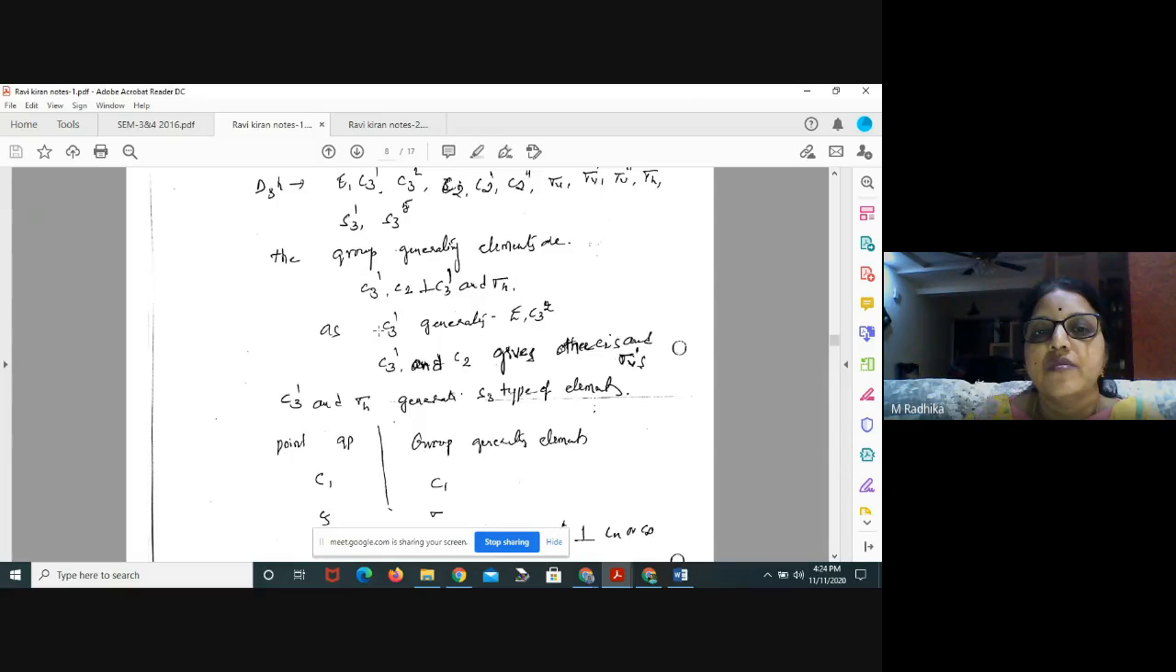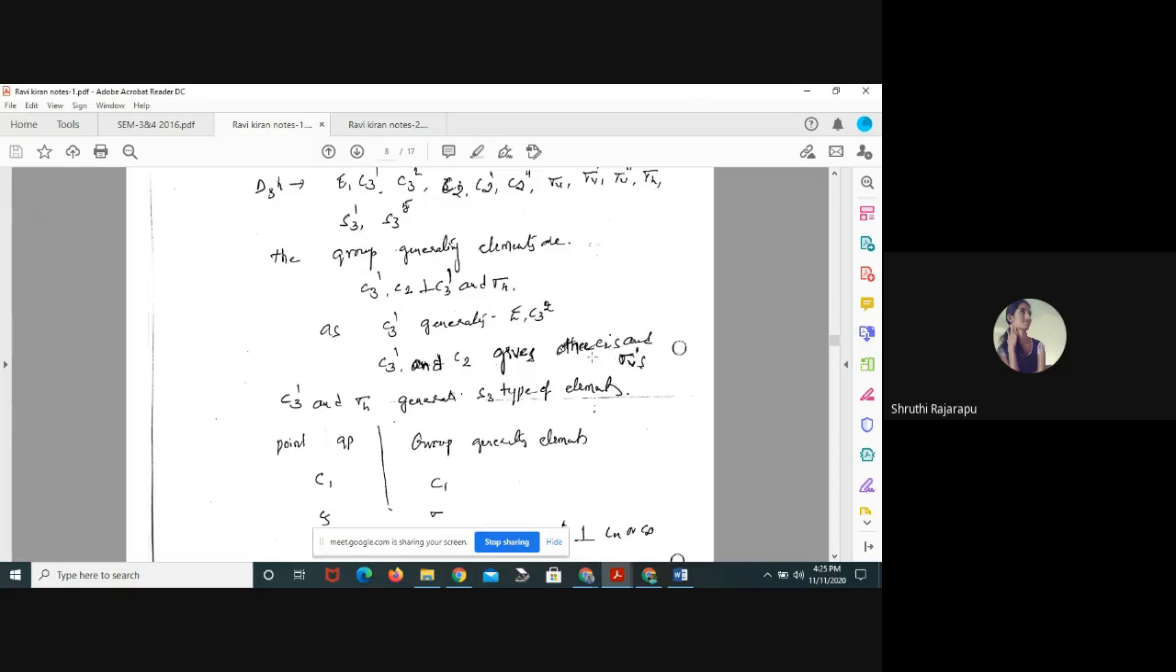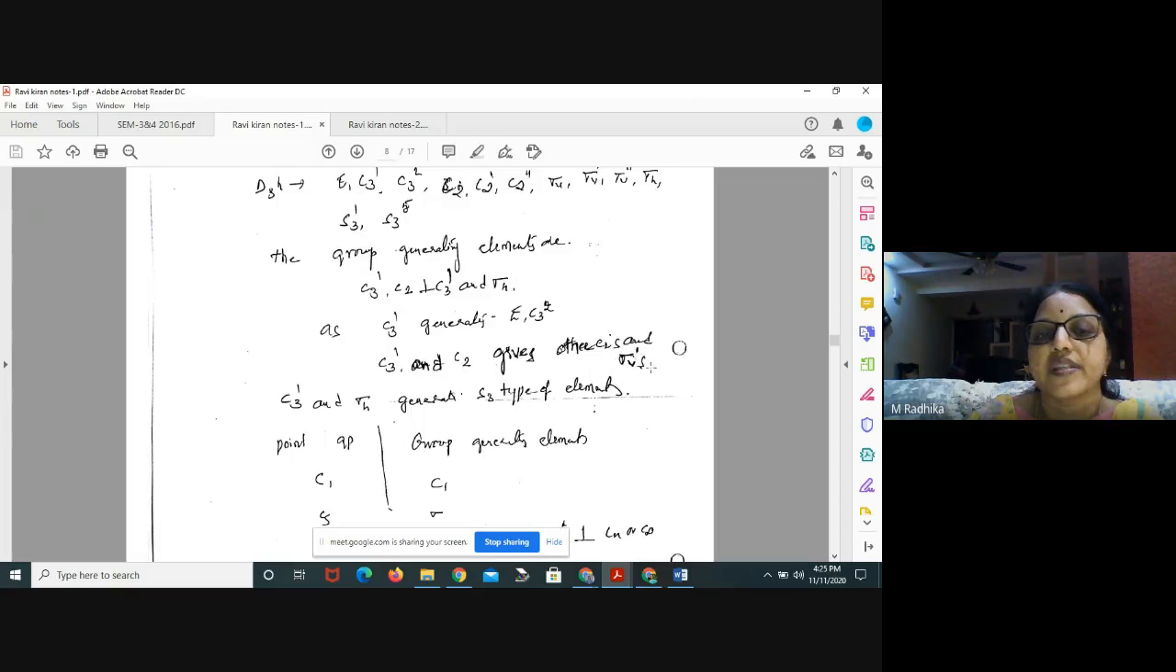Okay, so we will take this one, C3^1. Can C3^1 generate E and C3^2? Just now we have seen. If I do it three times, I will get E. If I do it two times, I will get C3^2. So C3^1 is generating your E and C3^2. Now all these three are done. Now we'll go to the next one. C3^1 and C2 will give rise to all the sigma v's.